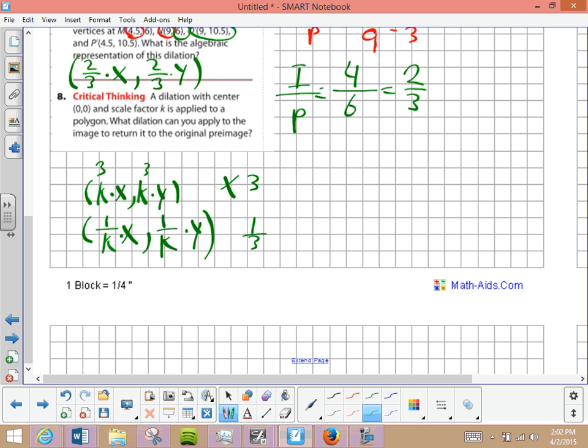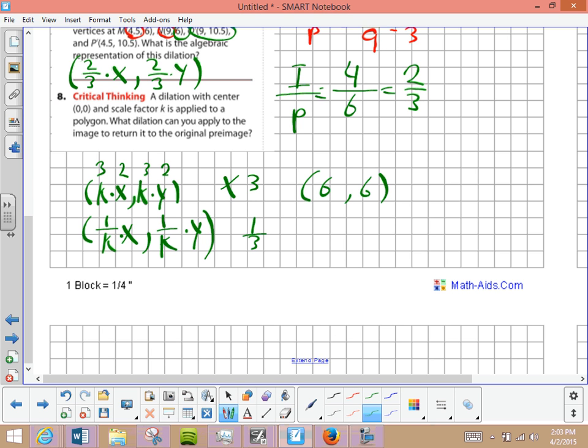We're using 3 instead of k, right? That means we're going to multiply all the values by 3. Got it? Let's pretend that the x is 2 and the y is 2. So 2 times 3 is 6. 2 times 3 is 6. So that'll be the new coordinates.